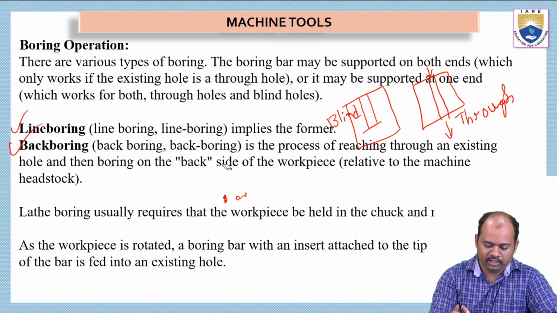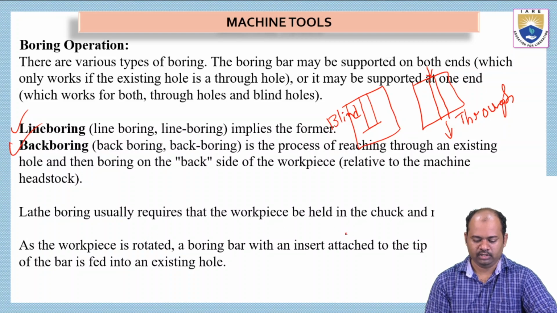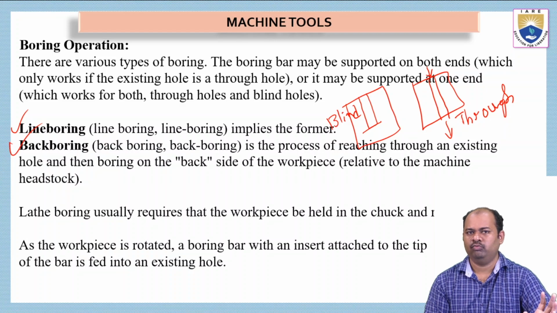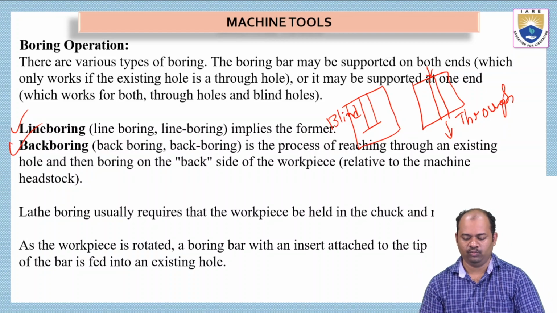And then lathe boring usually requires the workpiece to be held in the chuck and rotated. So the boring operation can be performed in a lathe machine, where the workpiece is held in the chuck and rotated. We all know that the workpiece is always rotating in the lathe machine and the tool is fixed. Okay, the tool is attached to the tool post. So this boring tool is also attached to the tool post and we can do the boring operations.